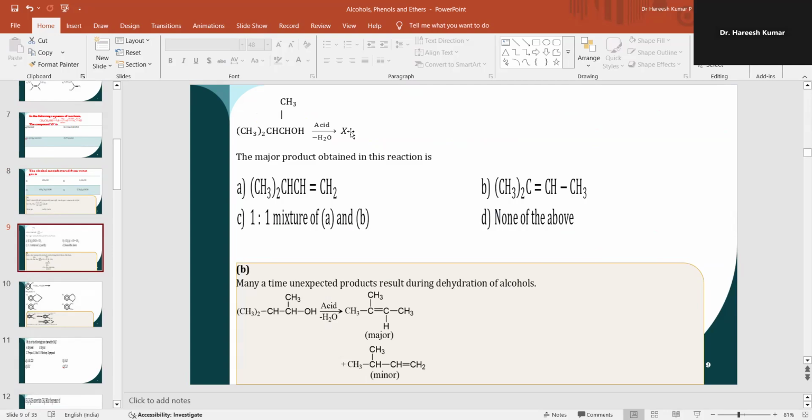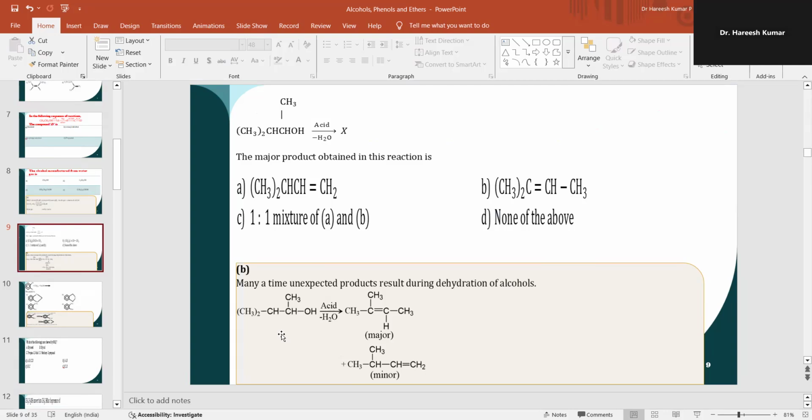Here again it is a dehydration process. You can observe that this is the primary carbon atom and this is the secondary carbon atom. Removal of a proton from the primary carbon atom is difficult compared to the secondary carbon atom. That's the reason for removal of a proton on this carbon, with H and OH going out as dehydration. The double bond is obtained between this carbon and this carbon. So the answer is B.